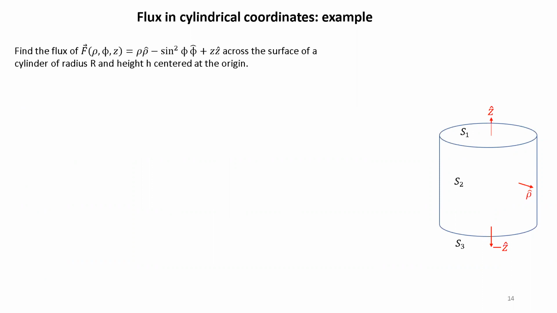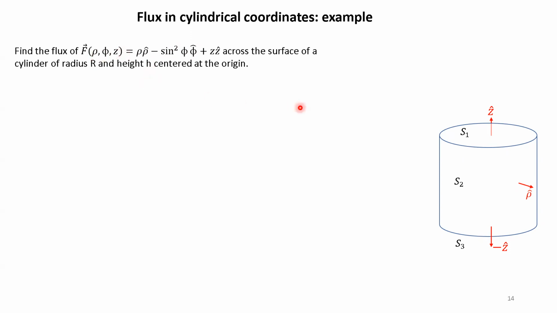Okay, so let's look at two examples. One is for the flux in cylindrical coordinates, and the other one is for flux in spherical coordinates. So here I give you a vector field, expressed in terms of cylindrical coordinates, rho, phi, z.